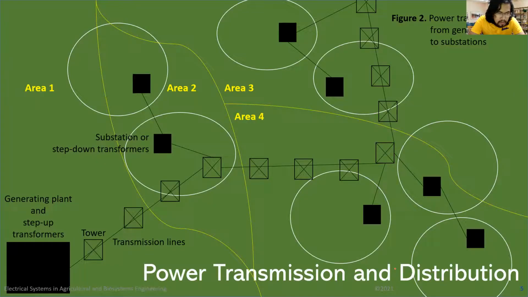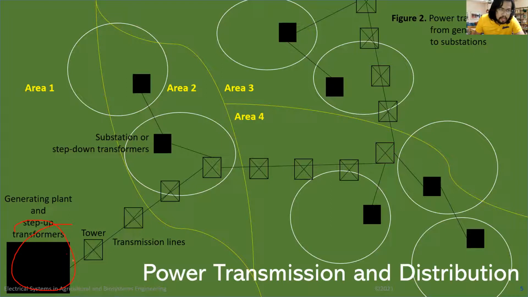Now we have here a sample of an aerial view of what was shown in figure number 1. Okay, this is actually the same implementation, just in aerial view. You have generating power plants transmitting the high or extra high voltage over here. Okay, and well, they will have to be transmitted.